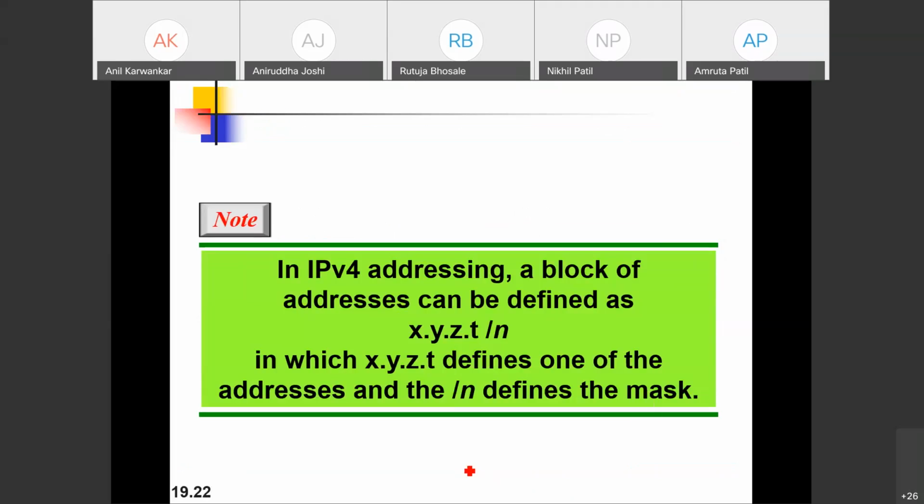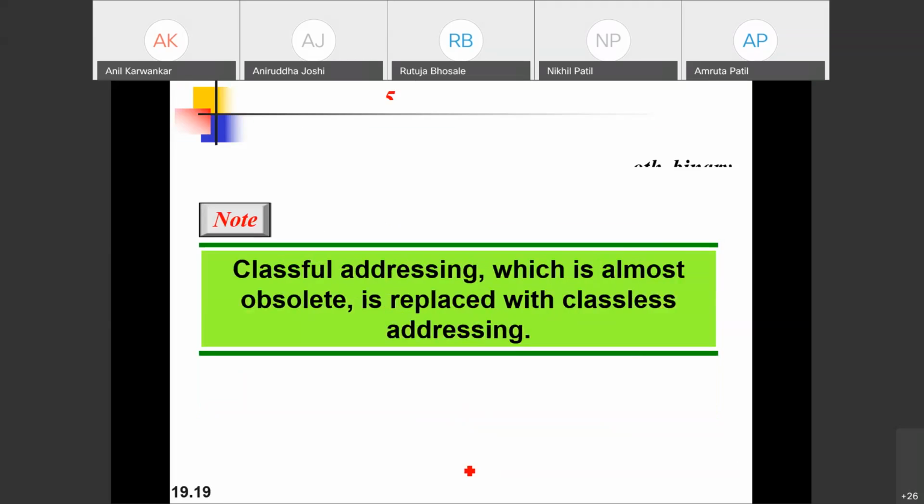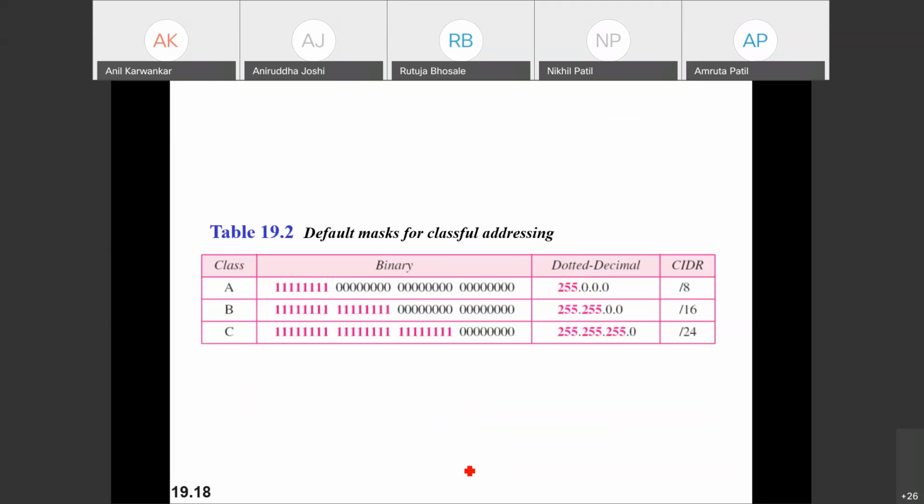The typical configuration in IP version 4 can be x.y.z.t/n, where x.y.z.t defines one of the addresses and /n defines the mask. If it's /8, then it's the class A subnet mask, that is 255.0.0.0. If it's class B, the subnet mask will be 255.255.0.0. All remaining bits are masked, that is the meaning. You cannot allocate the masked dotted decimal address.